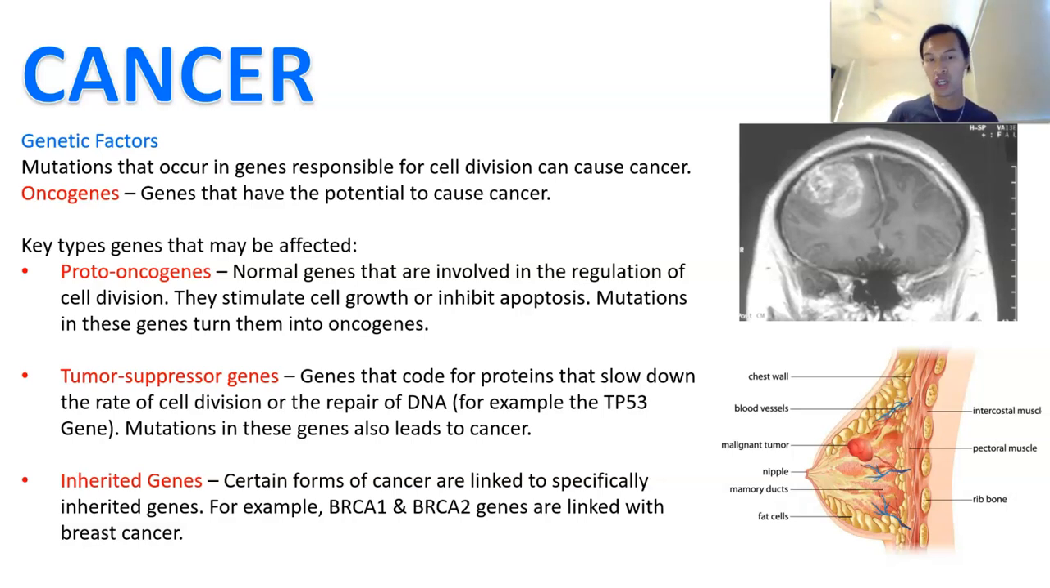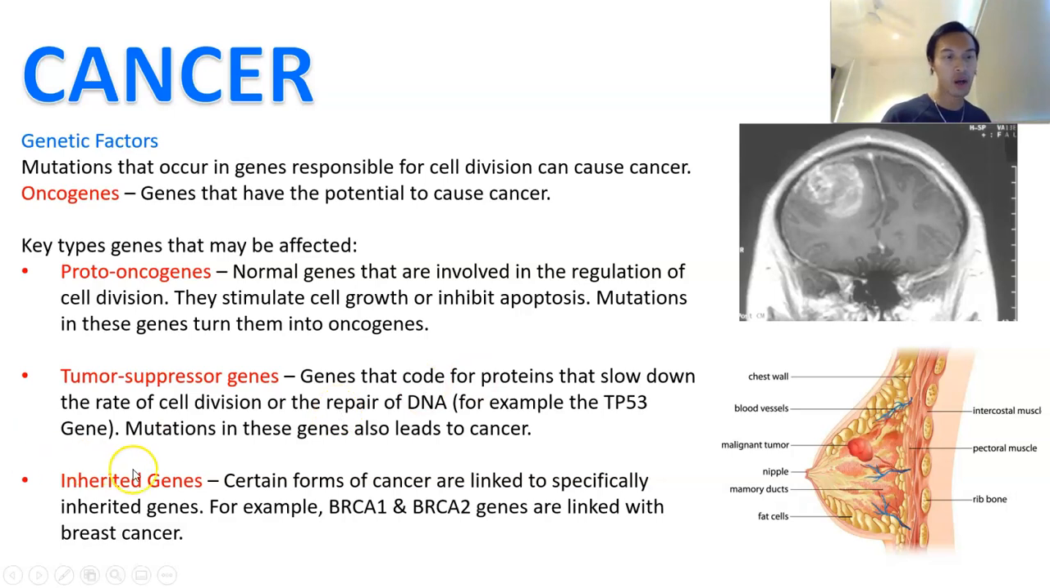If you have a mutation in those genes, they also lead to cancer because these genes are supposed to activate and the proteins are meant to stop cell division. If they mutate and they don't work, it's not going to stop cell division when it's supposed to, and then you get excessive growth and cancer.